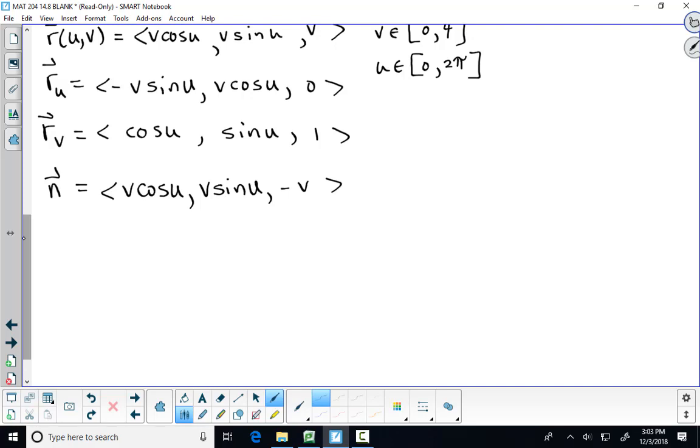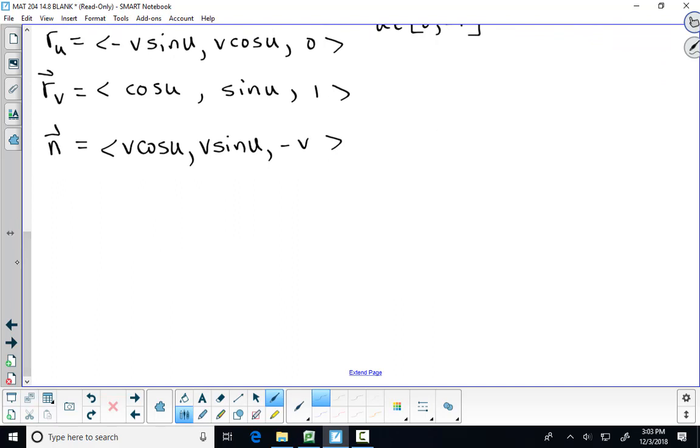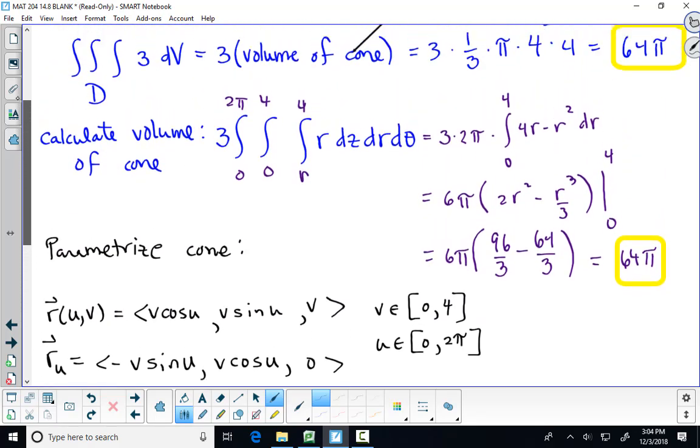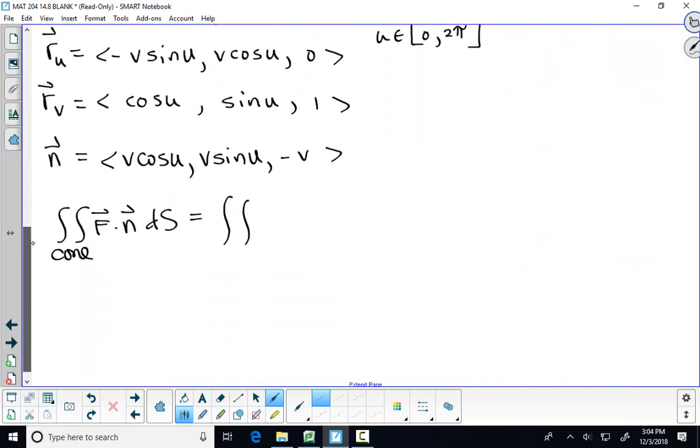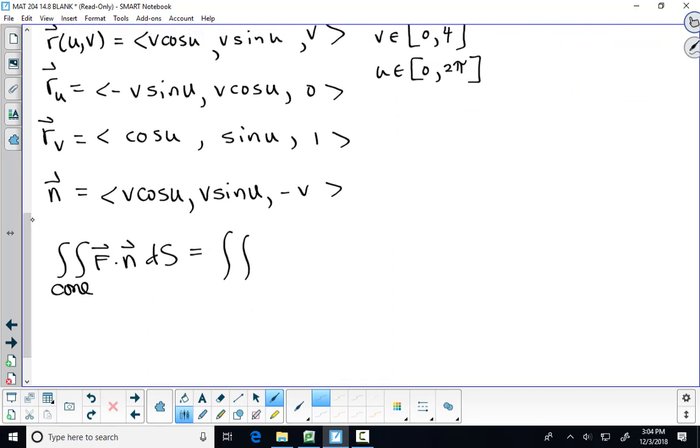So now we're going to take our field and dot it with our normal vector. So the surface integral is the double integral of F dot n dS over this cone. So now we have the double integral of F, and we have to put the parametrization in for this surface. So it's going to be messy. So let's get up there. Where is F? Way up there. x, y, z. Oh, that's an easy one. So it's going to be v cos u, v sine u, v.